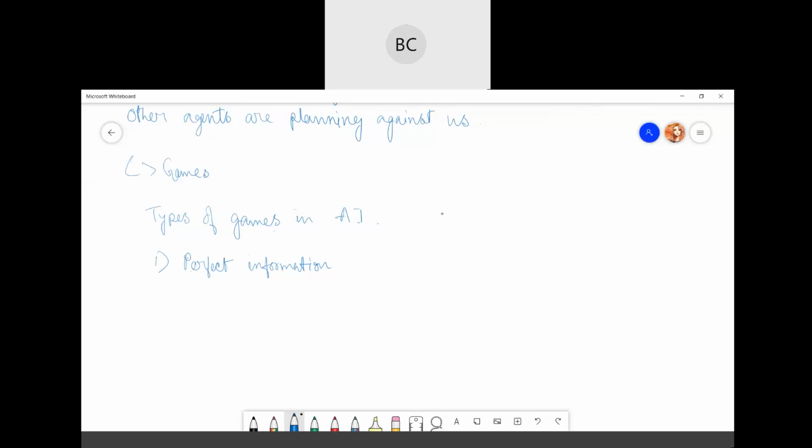A game with perfect information is one in which agents can look into the complete board. Agents have all the information about the game, and they can also see each other's moves. So can you guess what can be the perfect information type of games? Agents can see the opponent, can see the complete board, and can see the moves as well. Chess, yes, correct. Chess, checkers, Go, these are your perfect information games.